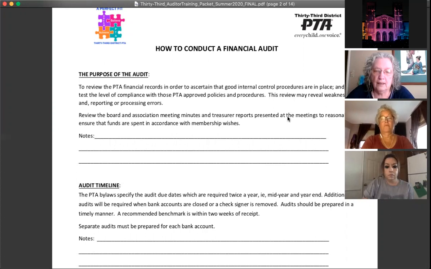And you may see, I will probably use the word reasonably quite a bit because that's what we're doing. We're reasonably ensuring, we're reasonably safeguarding PTA assets. We're going by our action plan, our checklist, and the independence of the auditor is crucial.